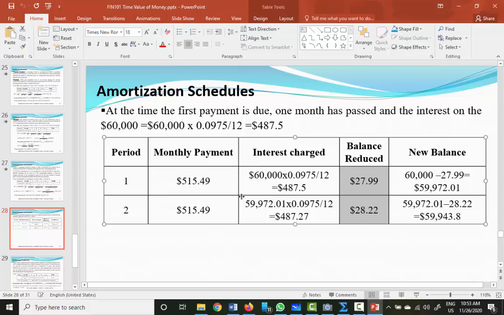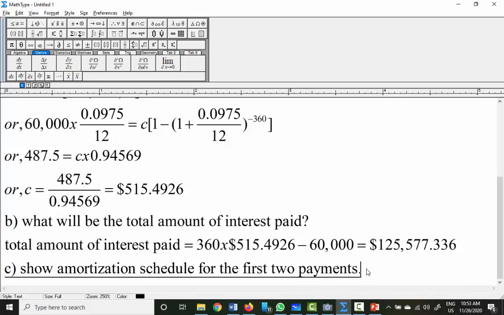So this way the amortization schedule will be calculated for all the 360 months, or all the 360 installments, right? But in the exam you will be asked only to calculate the amortization schedule for the first two payments only.